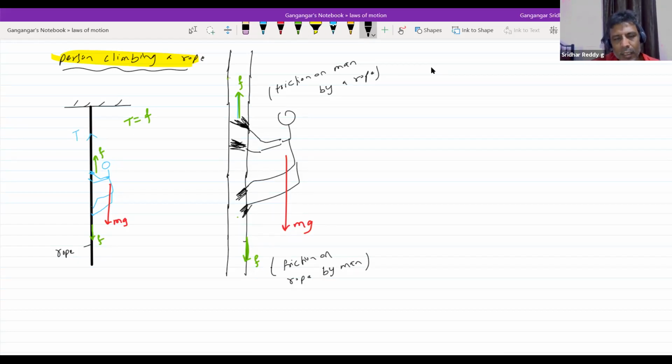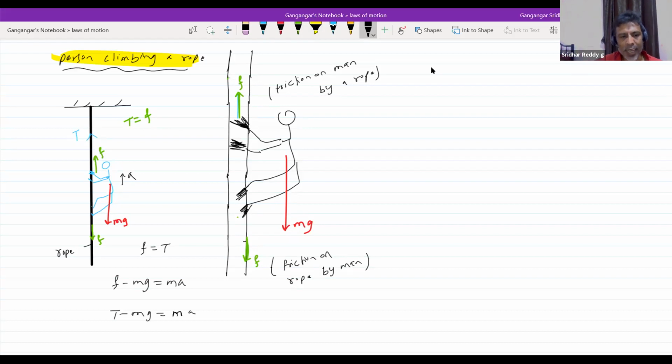So therefore, shall I say that nothing but tension is acting on the person, and when that tension is greater than mg, he will move up here. So for now, I'm saying that the person will climb up. Then what is the equation you're going to write? F minus mg equal to ma, where this F is nothing but T. So therefore, T minus mg equal to ma.